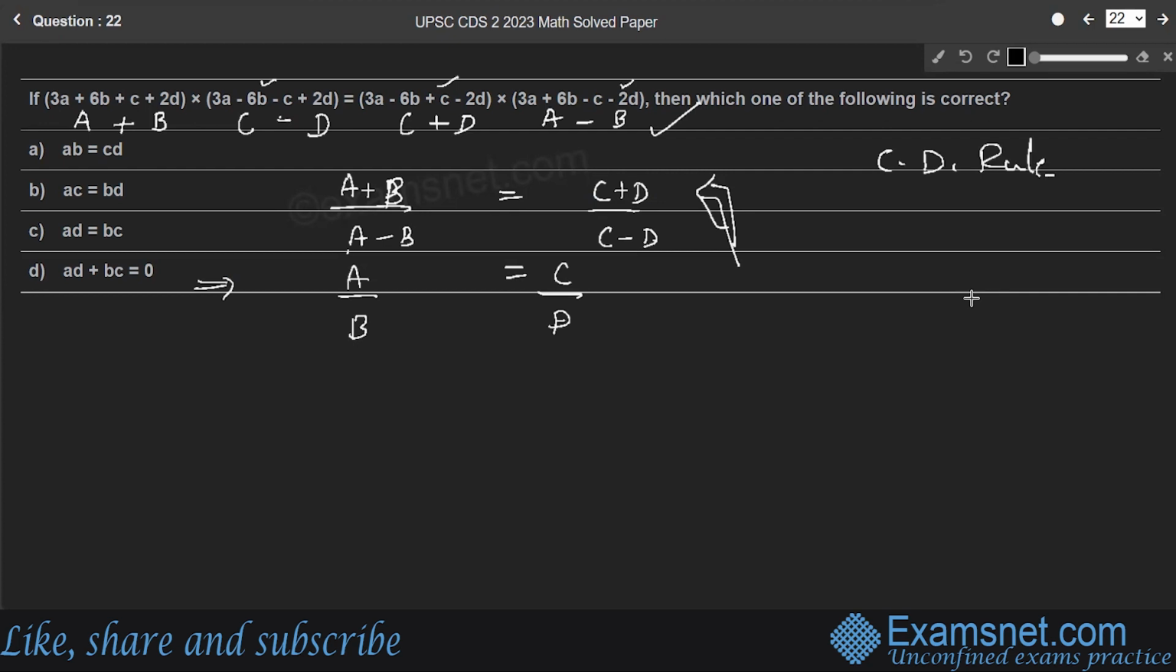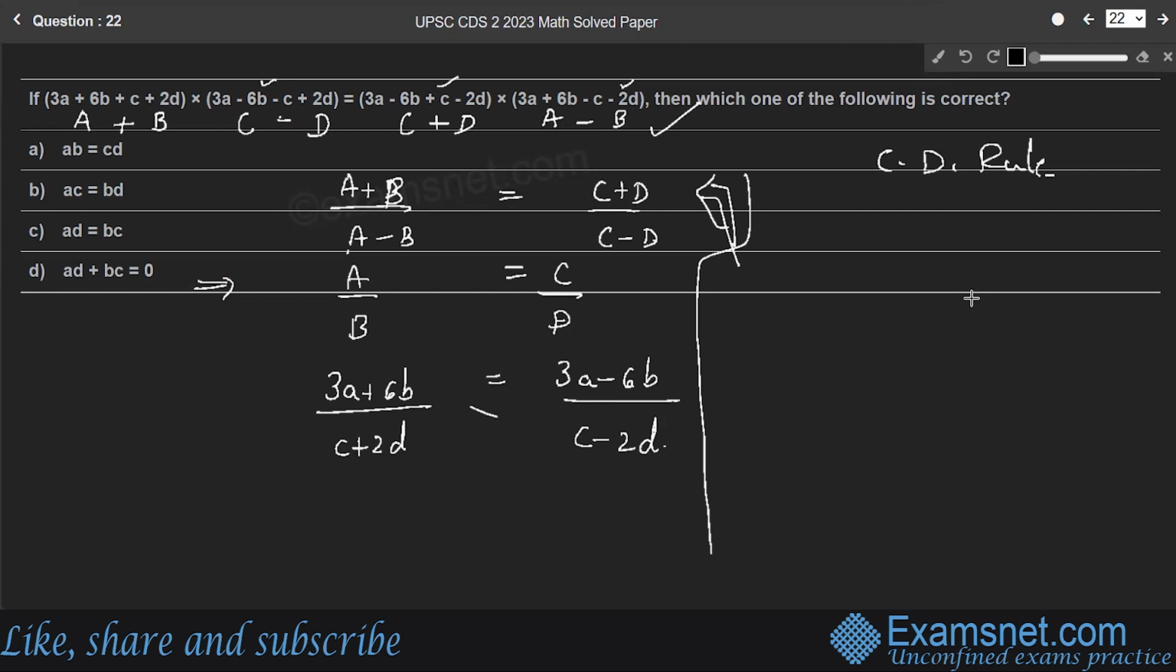What is A here? 3a plus 6b. So we'll consider 3a plus 6b by b is c plus 2d, is equal to 3a minus 6b by d is c minus 2d, right? So we'll simplify it, right? We'll simplify it by cross multiplication. So 3a plus 6b into c minus 2d, right?